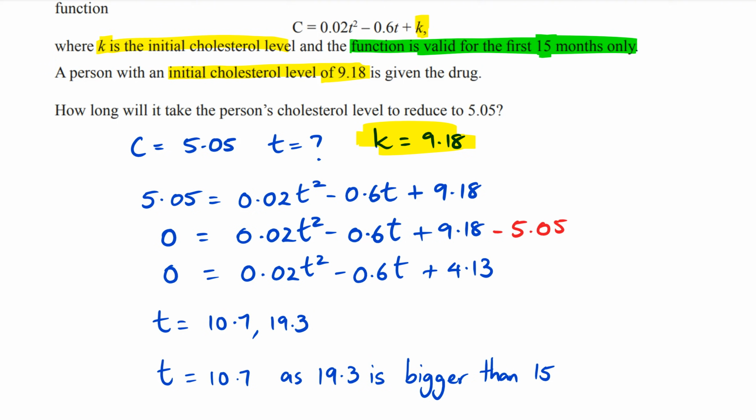Cool. So grades wise, putting the equation equal to 0 gets you an achieved. Getting up to here gets you an achieved, and of course getting the right answer gets you a merit for this particular question. Cool. Moving on to the next one.